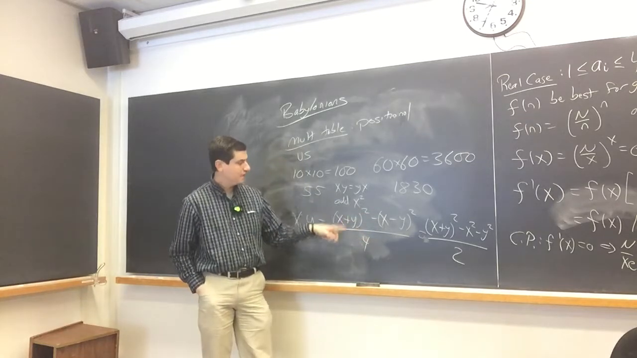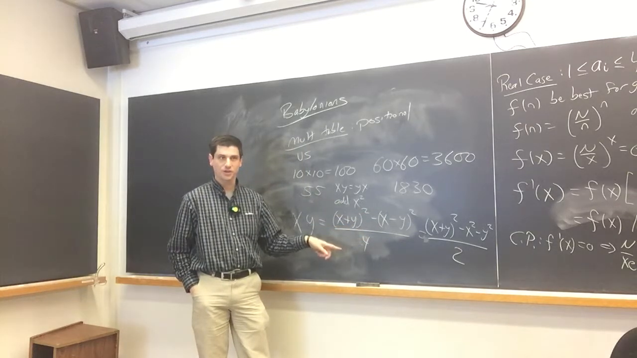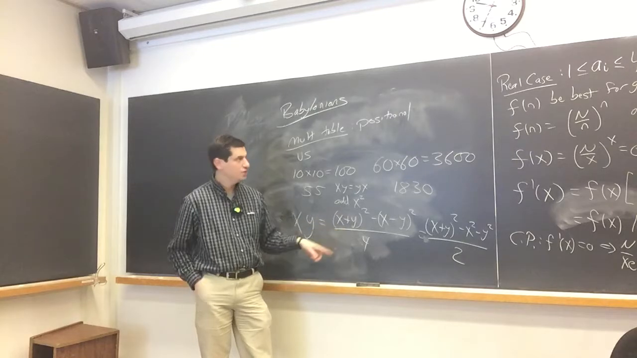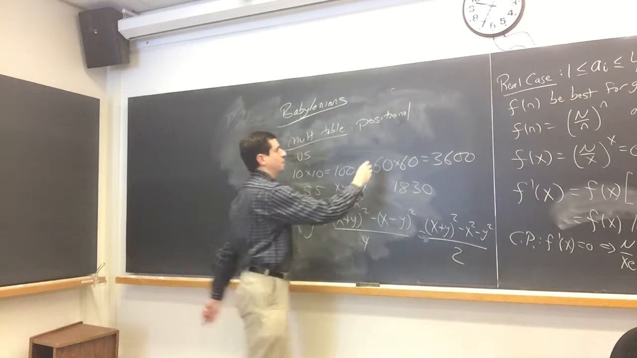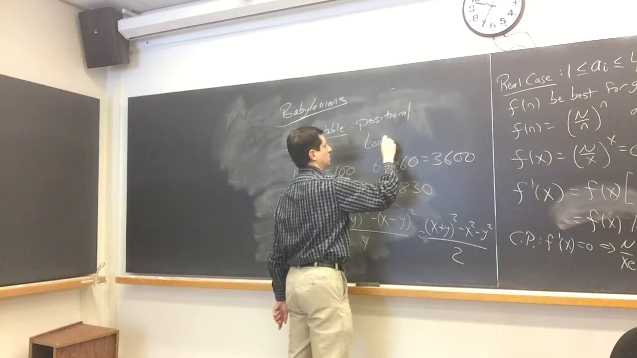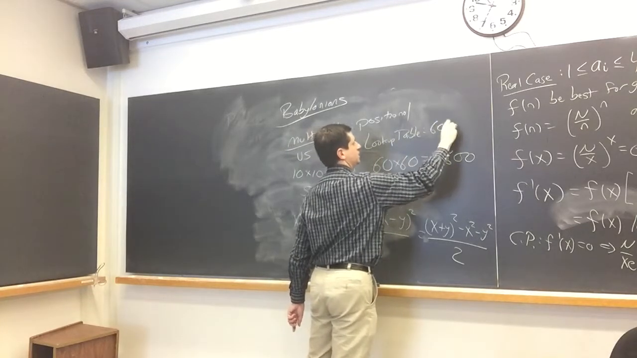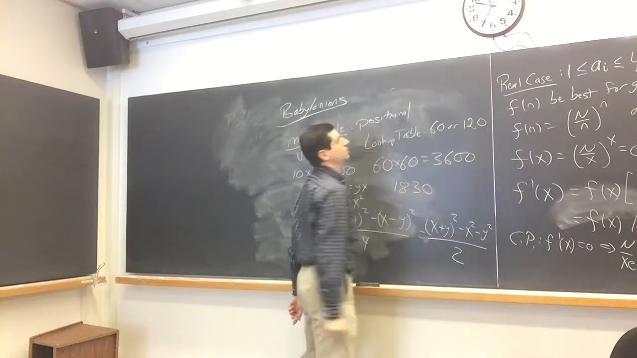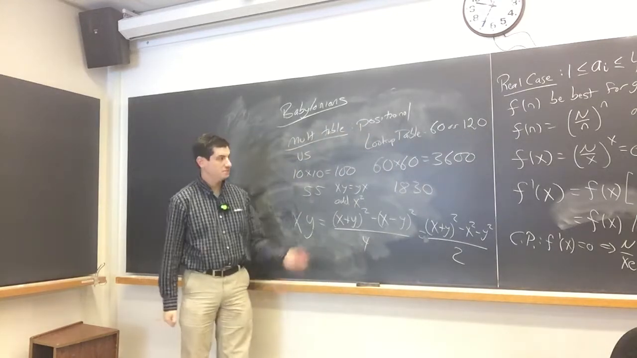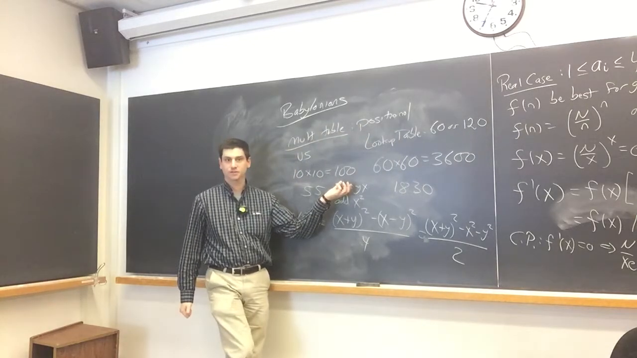So the idea is if you have a table of squares, you can use the table of squares. So this is the idea of a lookup table. And it's either 60 or maybe 120 because we're going a little bit higher. That's much better than 1830.